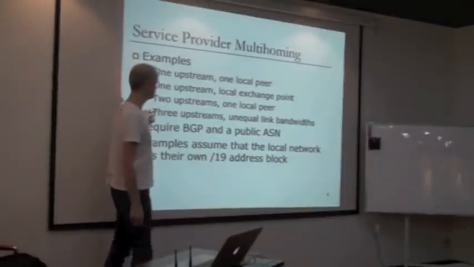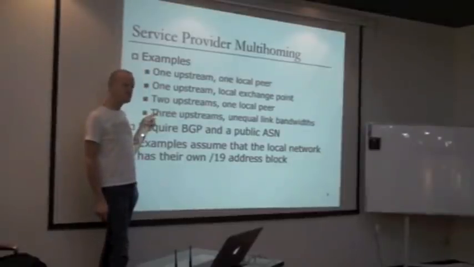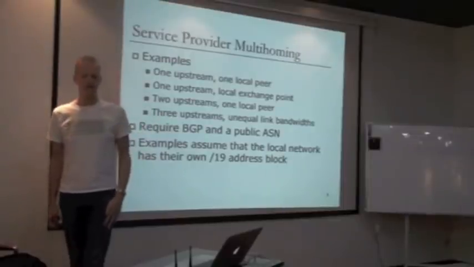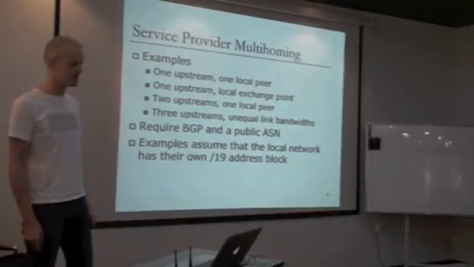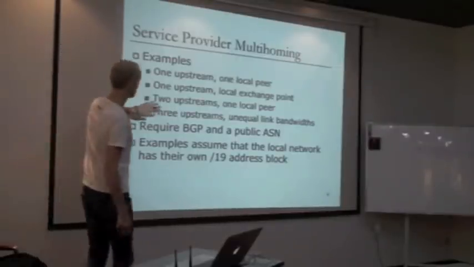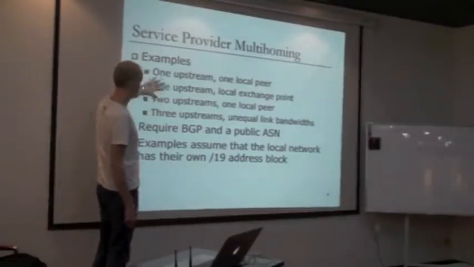The third one, three upstreams, different bandwidths to each upstream. I'll show you why having too many upstreams can get complicated. So this is a typical way of how you'd handle load balancing with three upstream providers. So you see this one is actually quite a bit more complicated than those three.